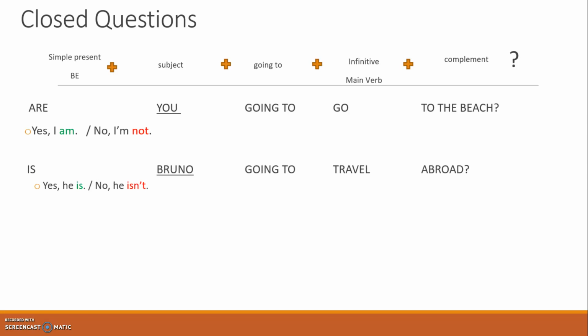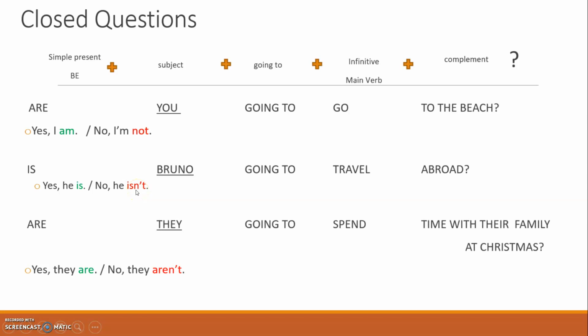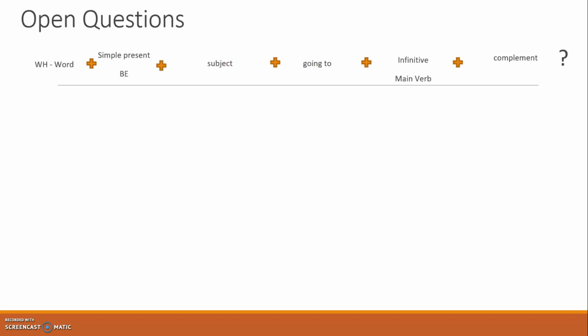Is Bruno going to travel abroad? Yes, he is. No, he isn't. Whenever we answer in negative, we need to use the reduction or contraction of the verb and the negative. In this case, isn't. Are they going to spend time with their family at Christmas? Yes, they are. No, they aren't.